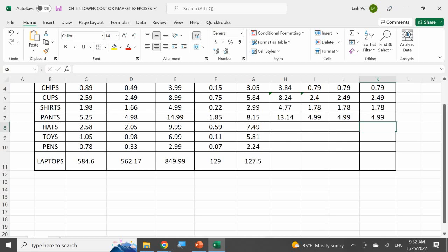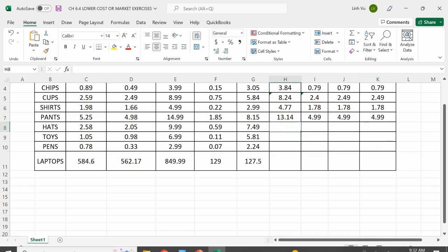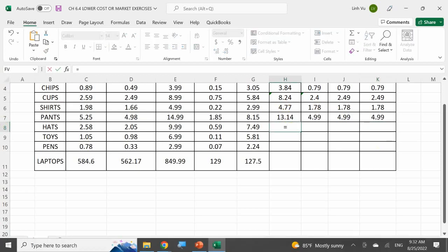So the next one I have here is hats that I bought for $2.58. The market, or replacement, is going to tell me it's $2.05. I sell them for $9.99. To dispose of them is going to cost me 59 cents. And last but not least, the amount of profit is $7.49. Your ceiling price would be $9.40.